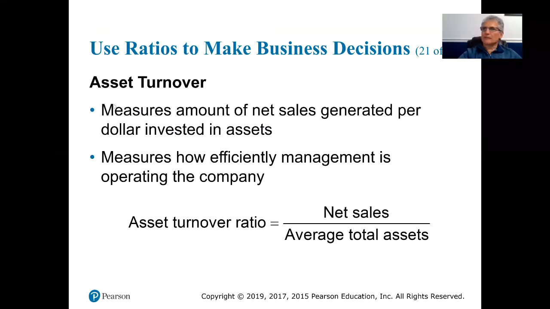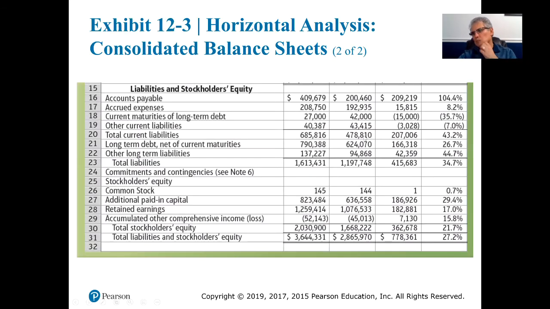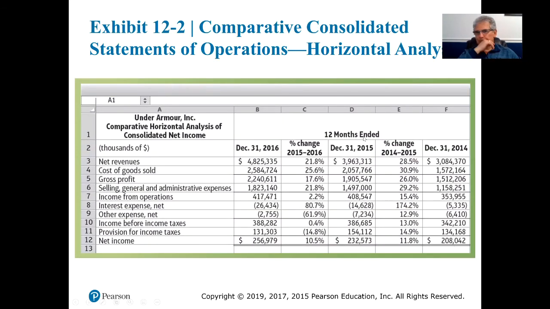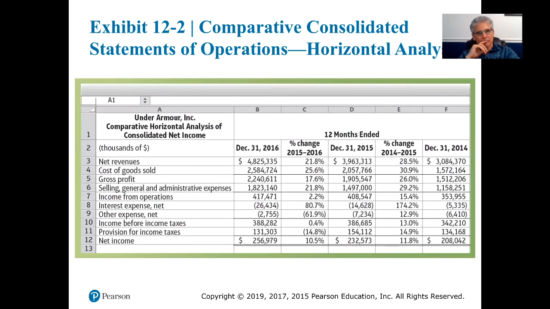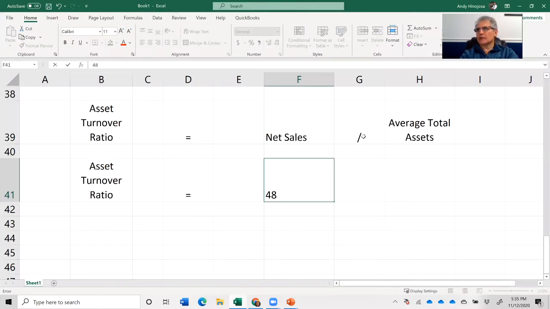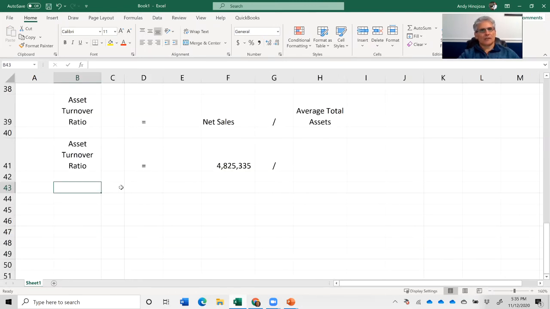So to use a specific example, we'll go to slide number 10. And we need net sales, which is the same as net revenues. Row 3, 4,825,335. Now we've got to compute average total assets. So before we go any further, let's go ahead and compute average total assets.